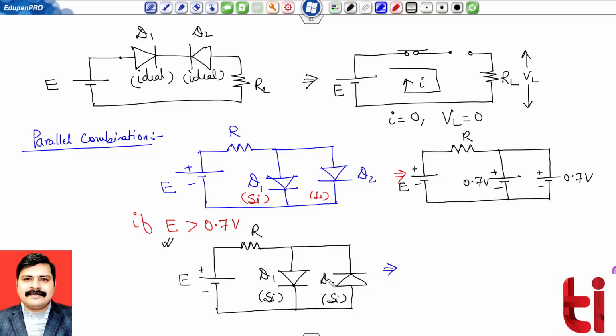Now you can check: the anode of D1 is connected to the positive terminal through this resistance, but the cathode of D2 is connected to the positive terminal. That means diode D1 will be forward bias and diode D2 will be reverse bias. Whichever is forward bias will be replaced by an equivalent battery of value 0.7 volt, as it is made up from silicon. However, D2 will be replaced by an open circuit. So the circuit is E, this is my resistance R, plus minus 0.7 volt.